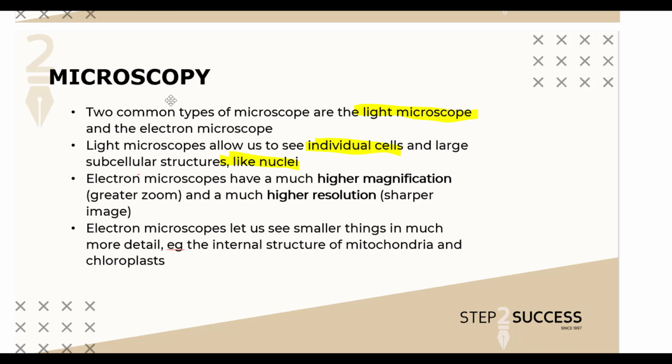Now, you need to be able to say that they have a higher magnification, which means that they can zoom in further, and they have a higher resolution, which means that they give you a sharper image as well when you zoom in. Electron microscopes help you see a bit further, so further inside the cell, or more detail inside the nucleus or inside the mitochondria. They take you a little bit further into the cell. So that's the key difference between light and electron microscopes. Electron microscopes have a higher magnification and a higher resolution.